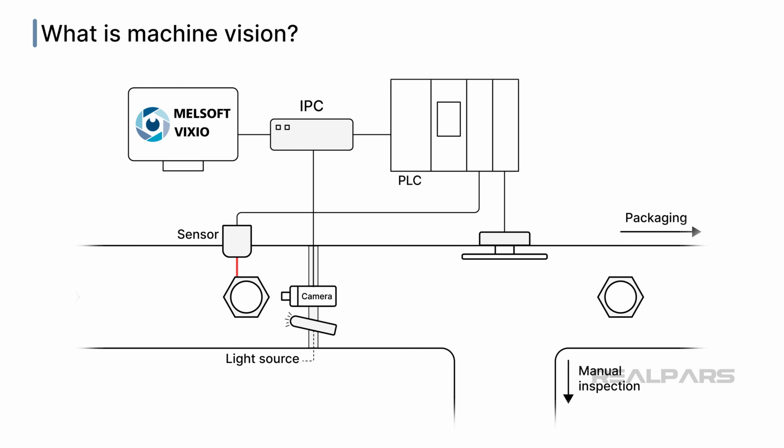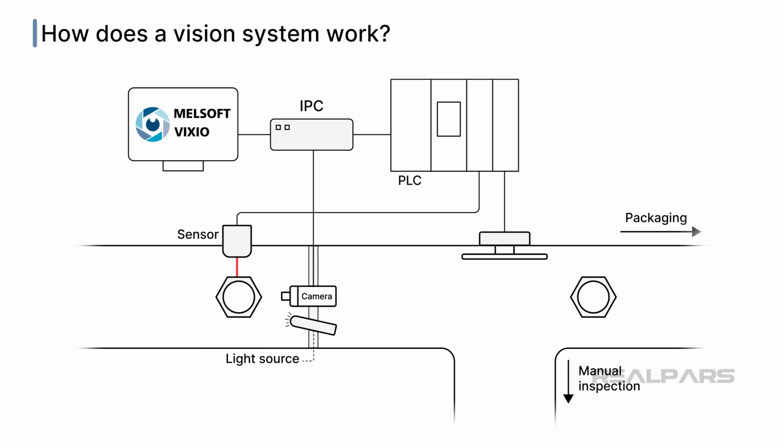Now that we know what machine vision is, let's look at how a machine vision system works. To capture images of parts, a machine vision system has a camera and a light source which are mounted over a production line. The camera is connected to an industrial PC, or IPC, that runs specialized inspection software to analyze captured images. The industrial PC is connected to the PLC that is running the production line. When the PLC detects a part underneath the camera, it sends a trigger to the inspection software running on the IPC. The IPC then sends a trigger to the camera.